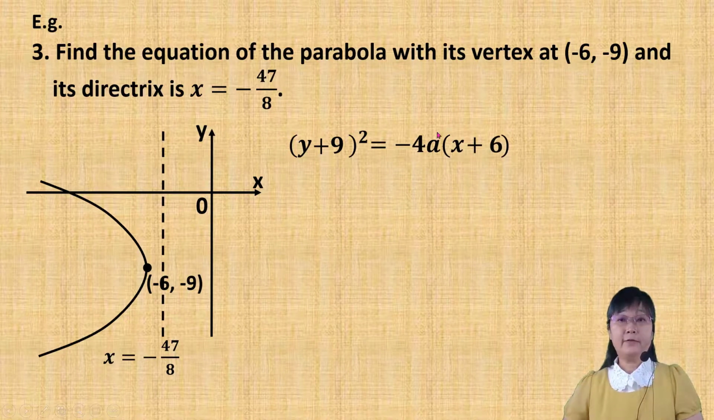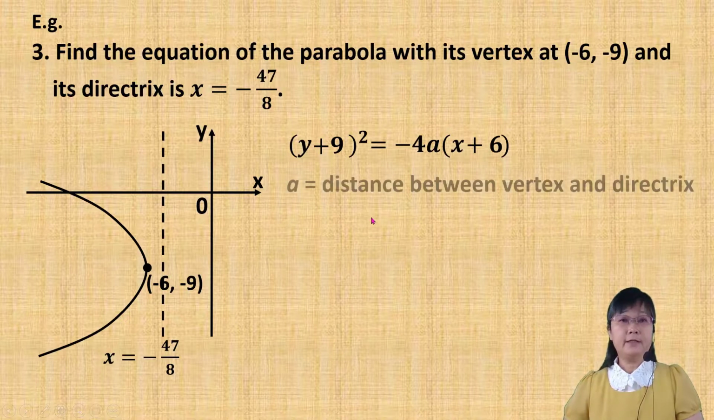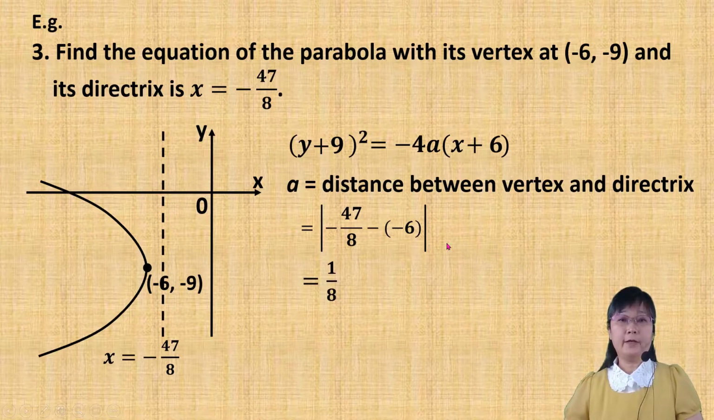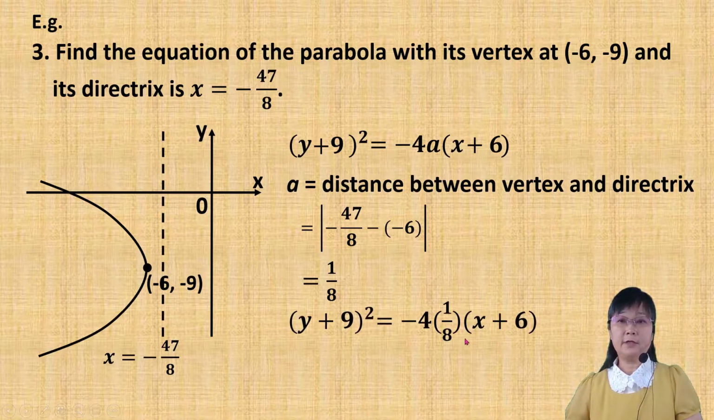Now I'm going to find the value of a. a is the distance between the directrix and the vertex. So to find the value of a, I'm going to use the value of x of the directrix minus the value of x of the vertex. So when I simplify, I get the value of a. Then I substitute the value of a back into the equation. Then finally, I'll get the equation of the parabola.